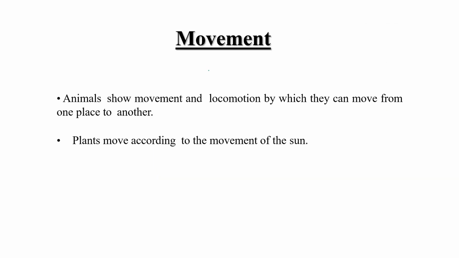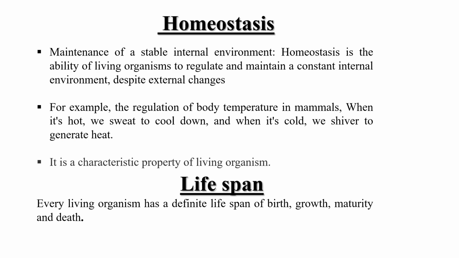Now, movement. Animals show movement and locomotion by which they can move from one place to another place. Plants can also move. They can move according to the movement of the sun. This is a property of plants. So movement is not only the property of animals. Plants can also move. A very popular example is Surajmukhi, the sunflower. They can move according to the movement of the sun. Okay, right. Next is homeostasis.